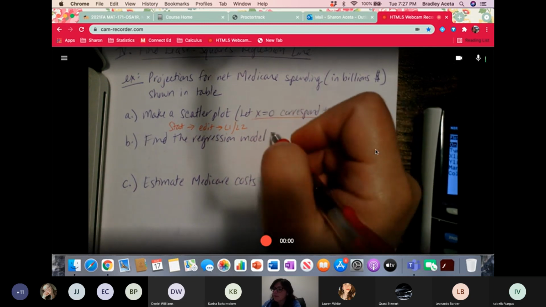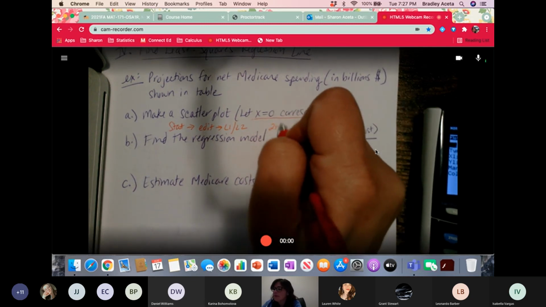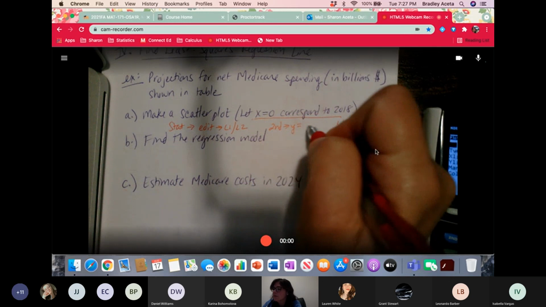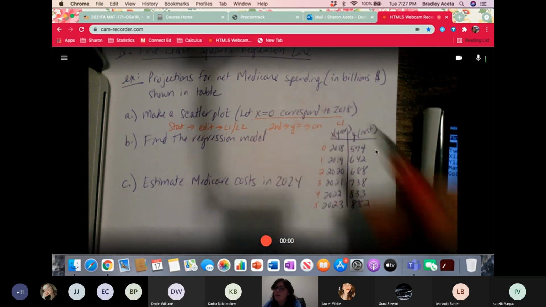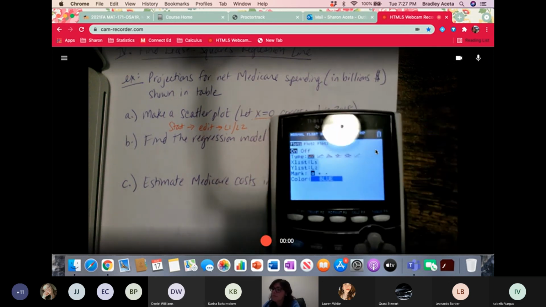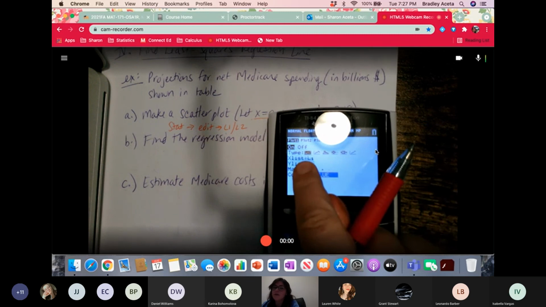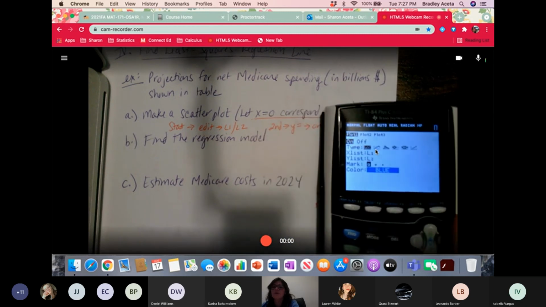So again, for those of you who are following me, I did second Y equals and I turn on the plot. Now, I want it to be on the first type. Oops, sorry for the glare. That first type is scatter plots. This one is a line graph. This one is a bar graph. If you're to take stats, you'll learn all about this. But that first one is the one I want.